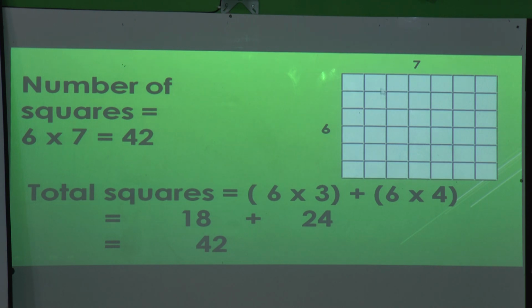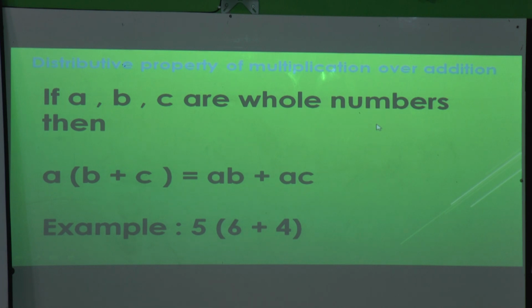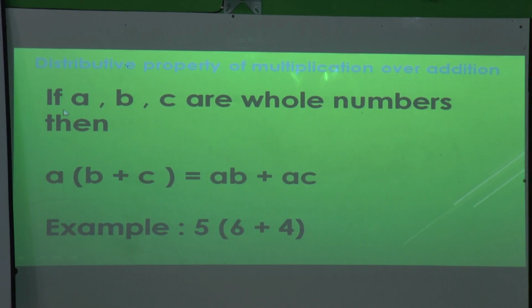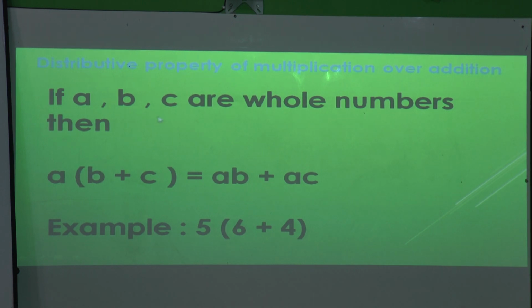But what we have done is we have distributed here. We have distributed the number of boxes, or number of rows and columns, and then we have found the answer. Okay. So now we are going to see the distributive property of multiplication over addition. See here, if a, b and c are whole numbers, then a in bracket b plus c is equal to ab plus ac.